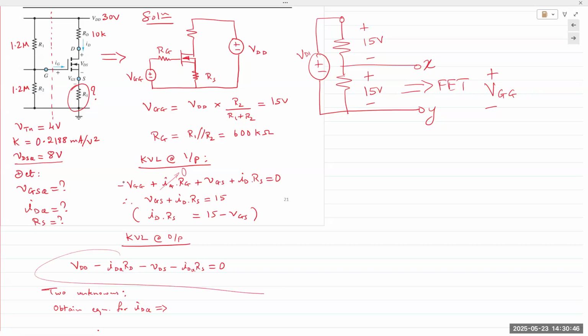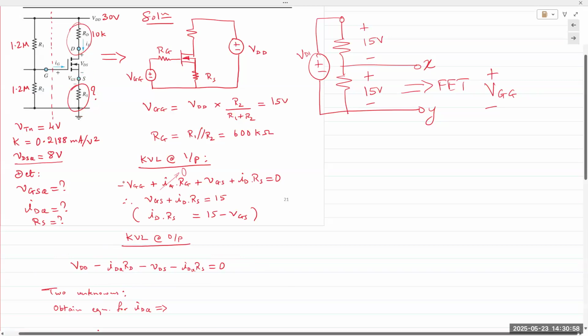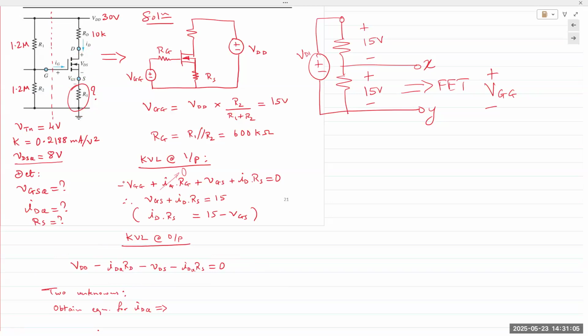KVL at the output gives us 4 voltages again, VDD minus IDRD minus VDS and minus ID times RS. So unlike a BJT where IE and IC are approximately equal, here ID and IS are exactly the same. No difference, it's the same channel. So IDRD and IDRS.